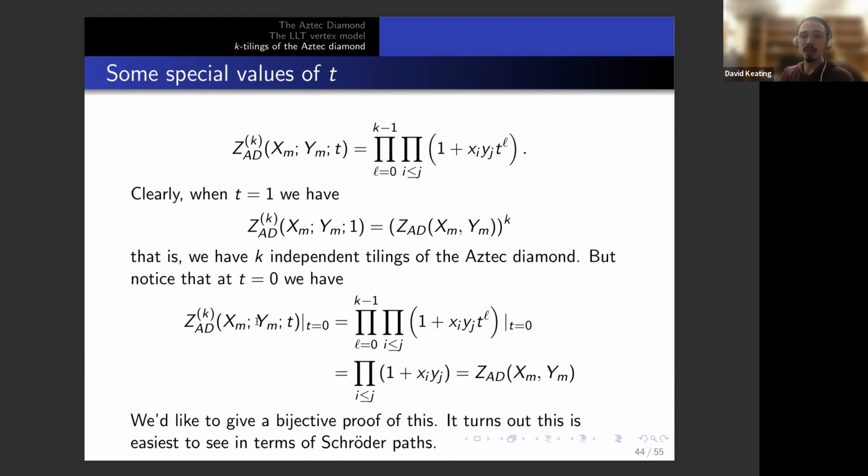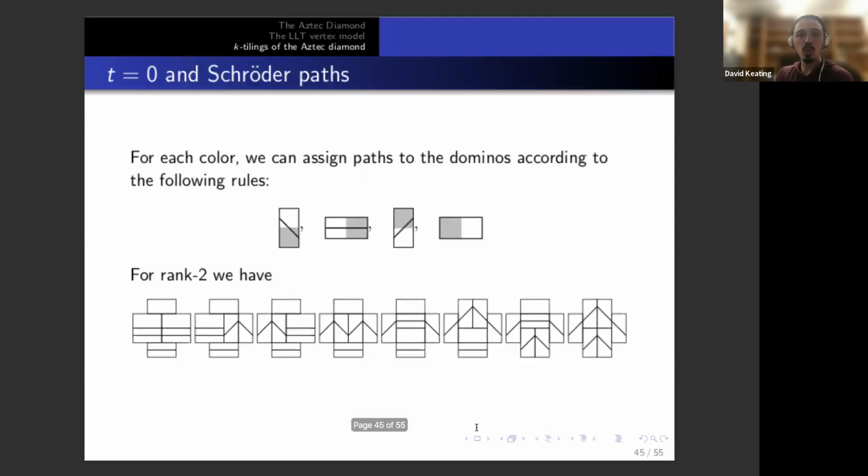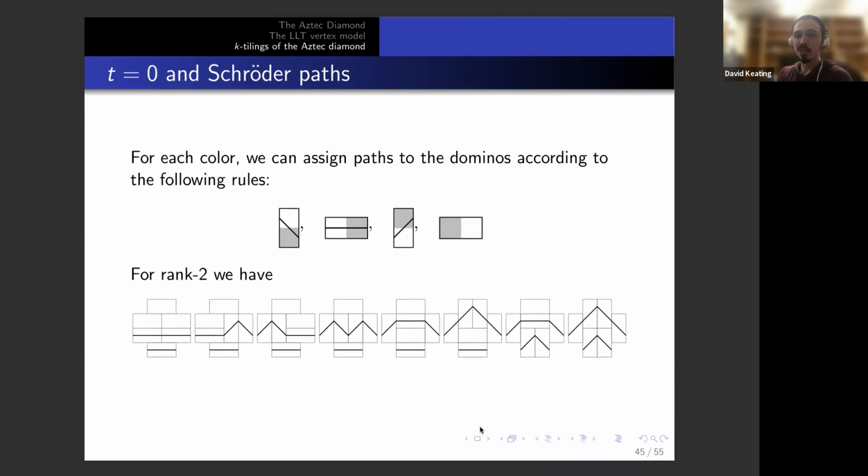So we'll just give a mapping from domino tilings of k colors at t equal to 0 to domino tilings of one color. And it turns out the easiest way to see this mapping is to look at Schroeder paths. So we need one more representation of our domino tilings. We're going to assign a path to every one of our dominoes now, different from the vertex model paths, according to these rules. And down here, we have all the domino tilings for rank 2, along with their corresponding Schroeder paths.